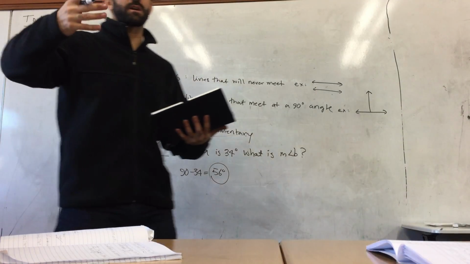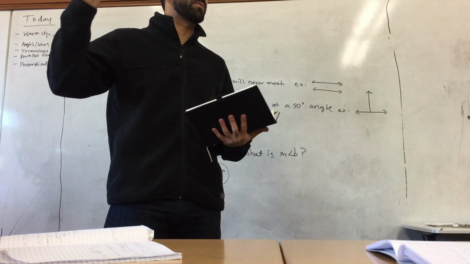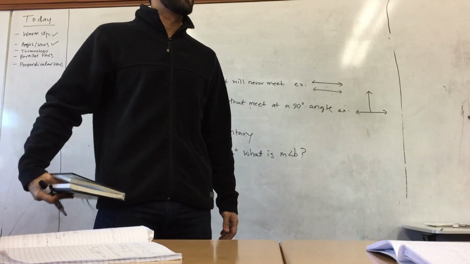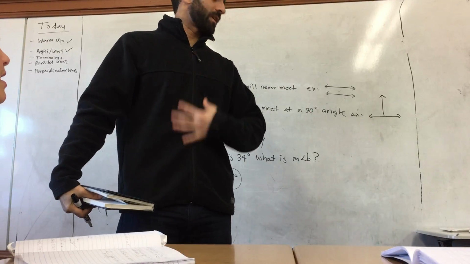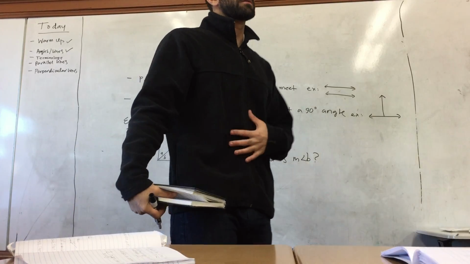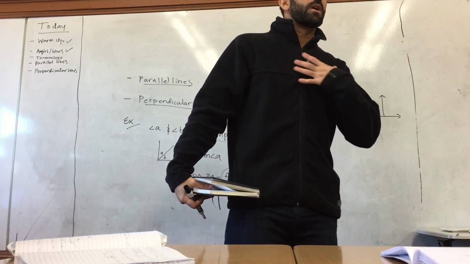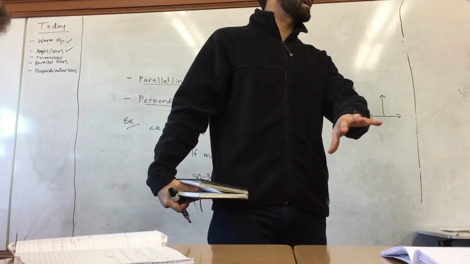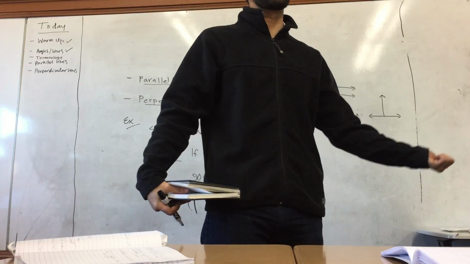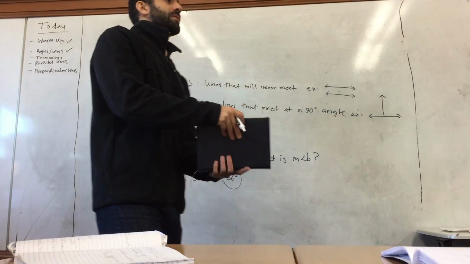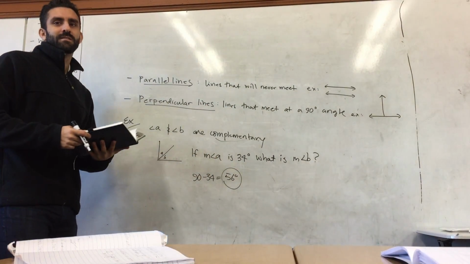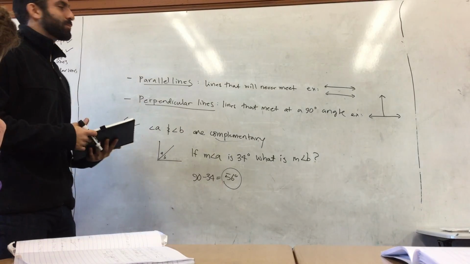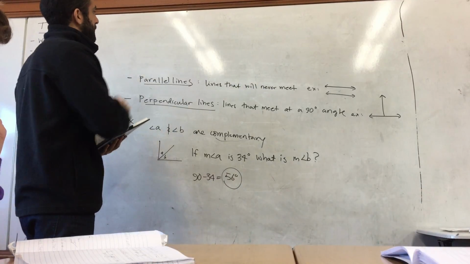All right, let's take a second together as a class to register them permanently. Complementary angles add up to 90 degrees. Supplementary angles add up to 180 degrees. I kind of want everyone to say it together. Let's do it.